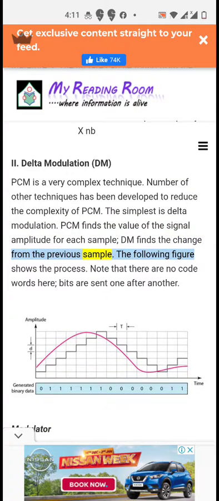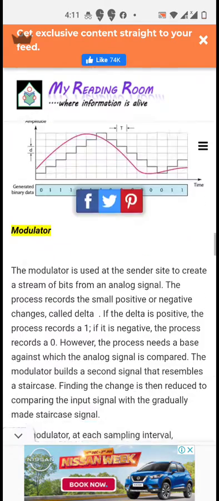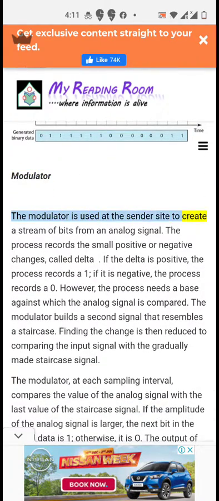PCM finds the value of the signal amplitude for each sample. DM finds the change from the previous sample. The following figure shows the process. Note that there are no code words here. Bits are sent one after another. Modulator. The modulator is used at the sender site to create a stream of bits from an analog signal. The process records the small positive or negative changes, called delta. If the delta is positive, the process records a 1. If it is negative, the process records a 0.